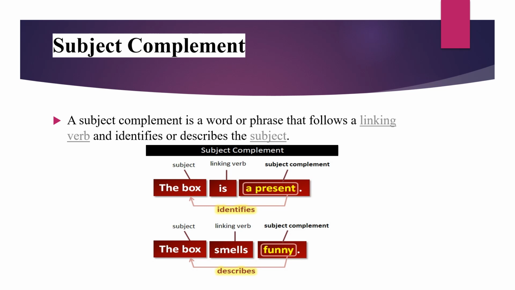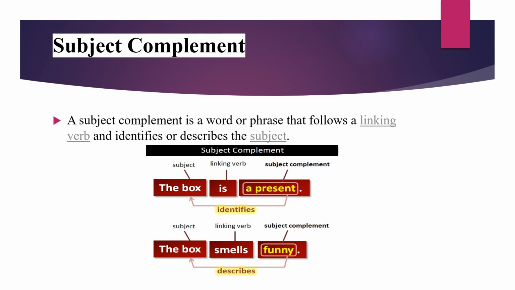You can see in the second sentence, the box smells funny. Here smells is a linking verb, and it is describing the box. The box smells funny, so it is describing the box, that the box is funny. Funny is the subject complement, the box is the subject, and smells is again the linking verb.